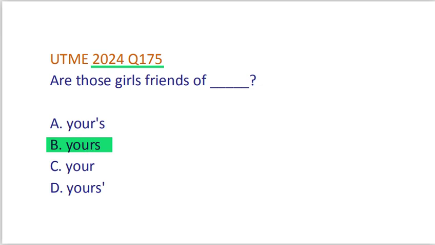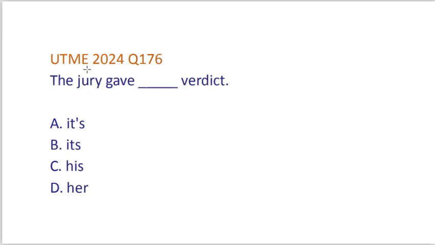The next one is UTME 2024, question 176. The jury gave dash verdict. A, its, I-T apostrophe S. B, its, I-T-S. C, his. D, her. The other time I told you I-T apostrophe S means it is.